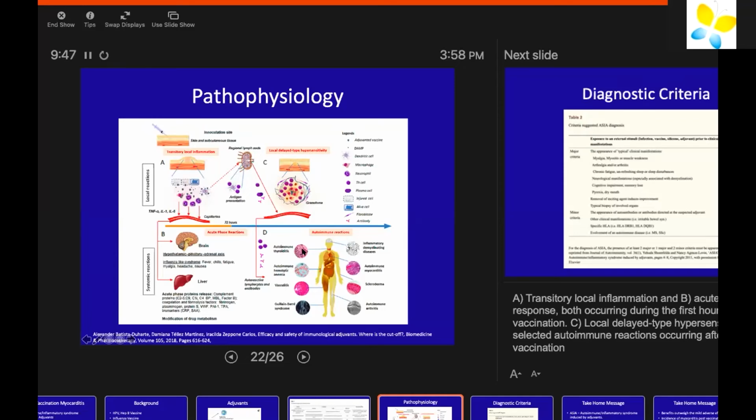You can have an autoimmune thyroiditis, a hemolytic anemia, a vasculitis, a GBS, an autoimmune myocarditis, which our patient had, a scleroderma, and an autoimmune arthritis. So it's basically essentially like a molecular mimicry.